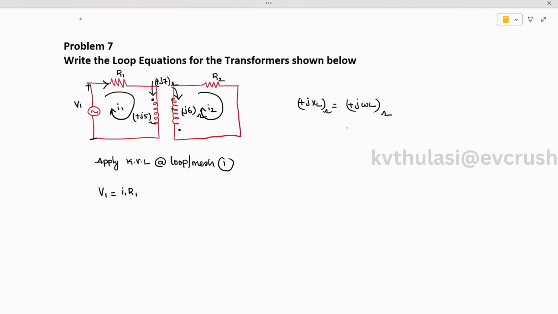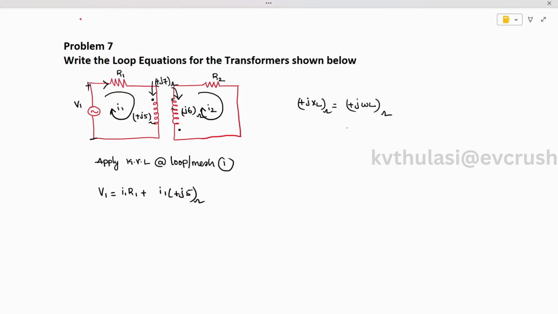So what is the self inductance now? So plus drop I into R. What is the I value? I1. What is the R value? Which is nothing but plus J5 ohms is the drop. Okay. Next one. Coming to here.